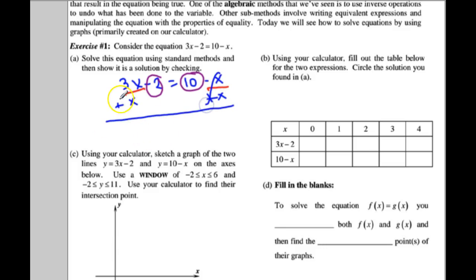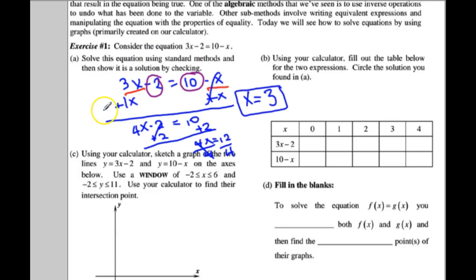That cancels out. Remember, there's an invisible 1 here. So 3x plus 1x is 4x, minus 2 equals 10. Add 2 on both sides. I get 4x is equal to 12. My final step is to divide by 4 on both sides. That cancels, and I'm just going to write over here, x is equal to 12 divided by 4, which is 3.